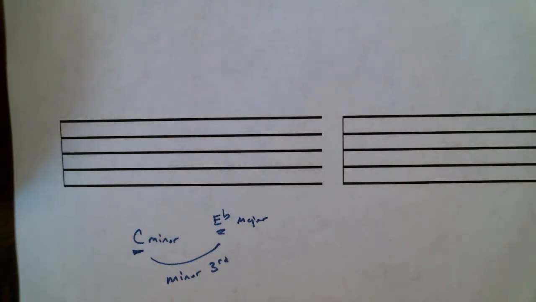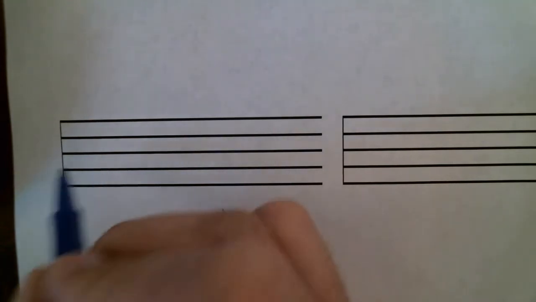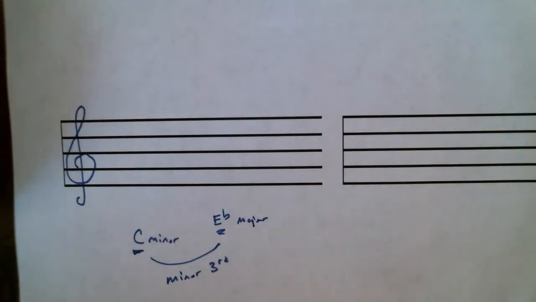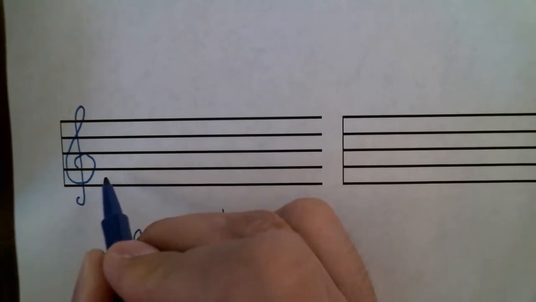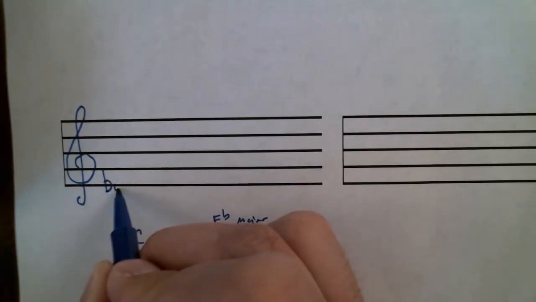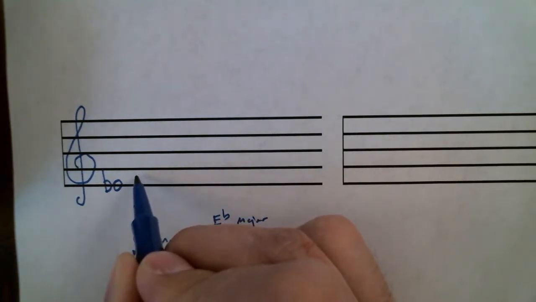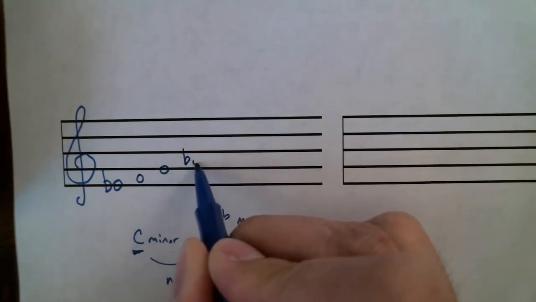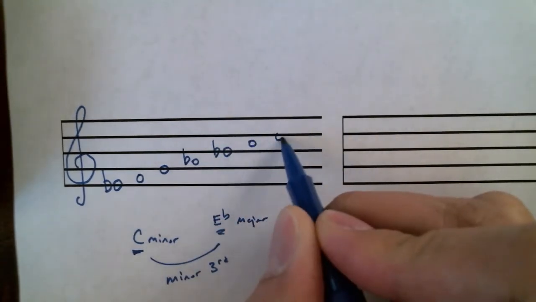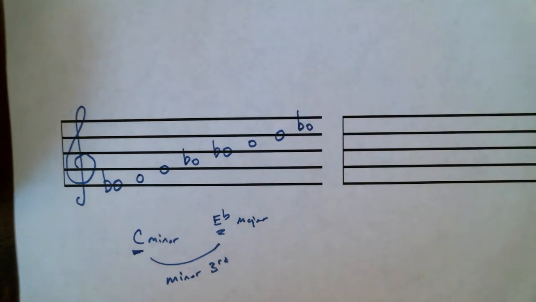In this case, I already found out that the relative major is E flat, because this is a minor third above C. So the first thing to do is to write out the notes of the E flat major scale. I'm going to use my treble clef, and I'm going to start with E flat. You can use key signatures, or whole, whole, half, whole, whole, whole, half, any way to figure out all the notes of the E flat major scale. So E flat, F, G, A flat, B flat, C, D, E flat. That's the E flat major scale.